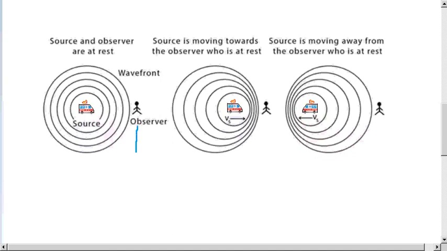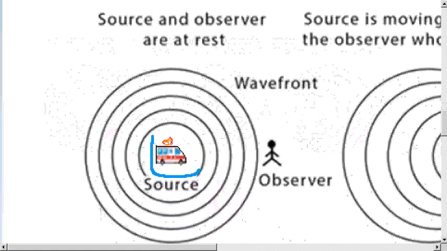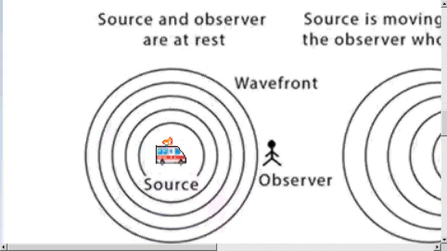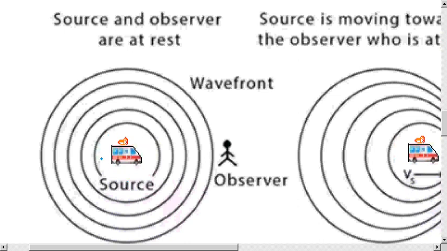Imagine that there is an observer at rest. He is not moving, he is stationary. Then this one is an ambulance having a speaker to make a sound of a certain frequency. You know, ambulances are like that. So this is a normal ambulance, and the ambulance also is stationary, at rest. Source and observer both are at rest.